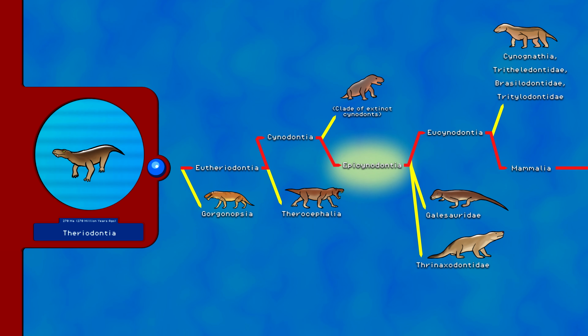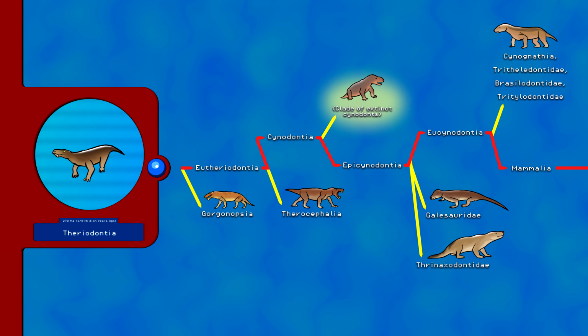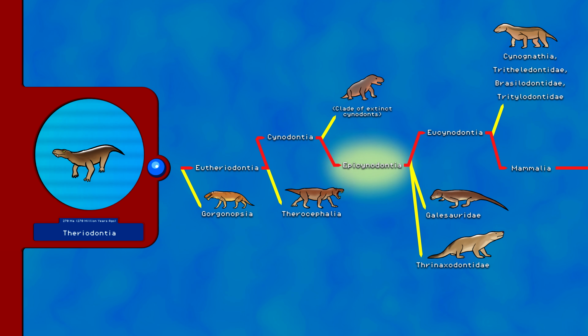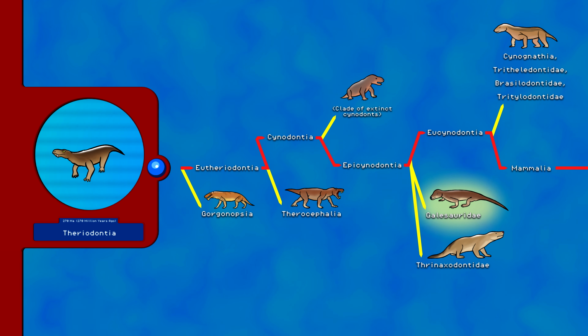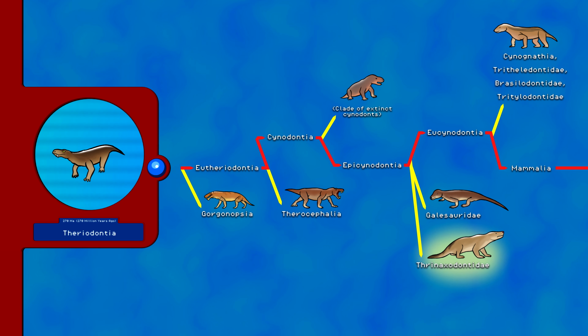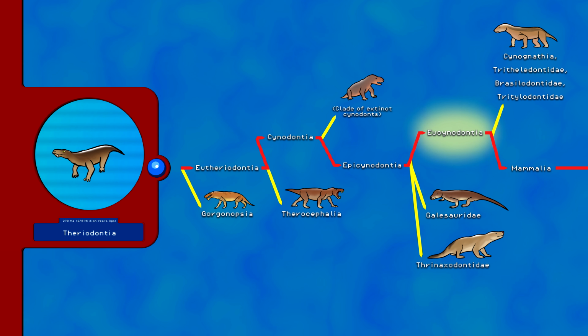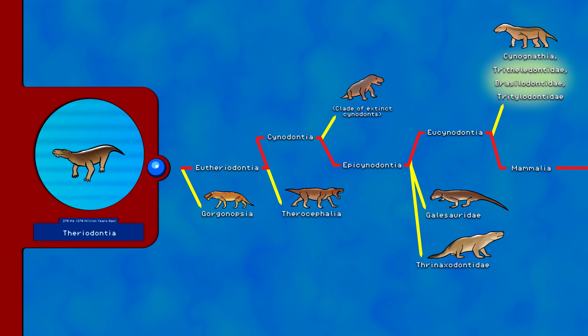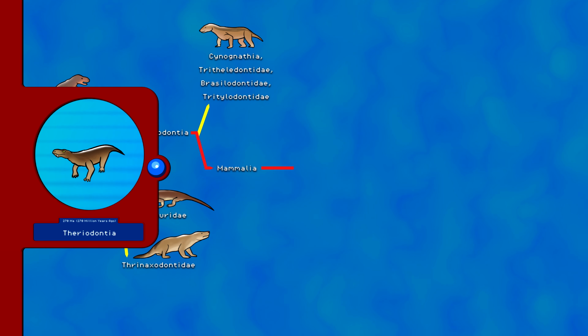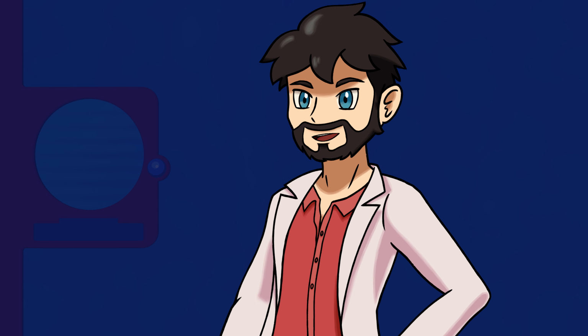Cynodontia branched to include Epicynodontia and several extinct therapsids such as Charassognathus and Tritheledontids. Epicynodontia branched to include Eucynodontians, Galesaurids, and Thrinaxodontids. And then Eucynodontia branched to include Mammaliaforms, Cynognathians, Tritheledontids, Brasilodontids, and Tritylodontids. So, here we are at the home stretch.